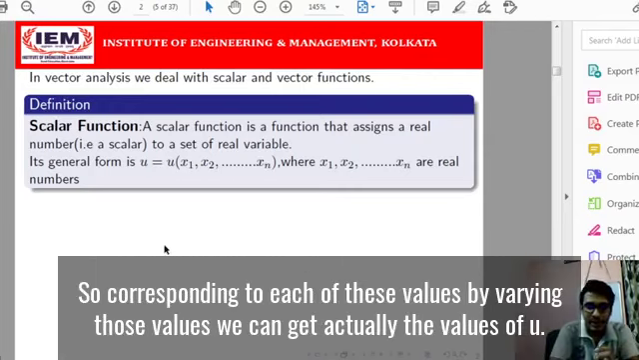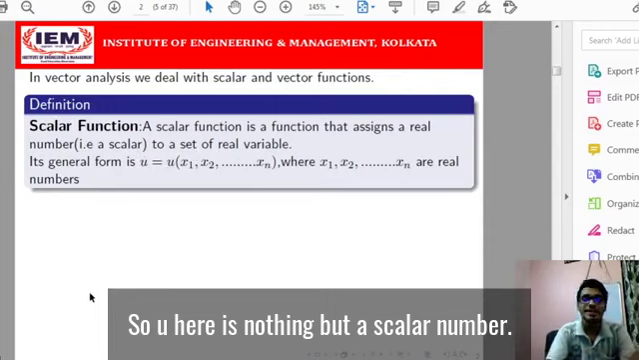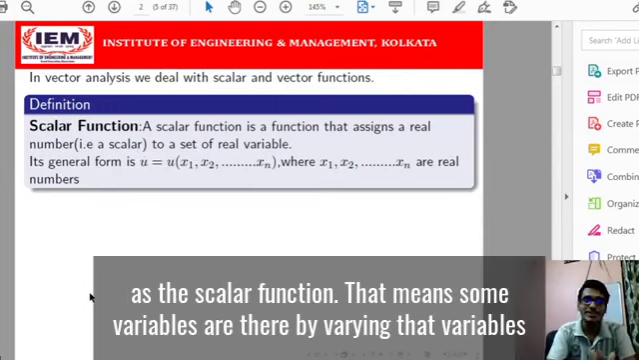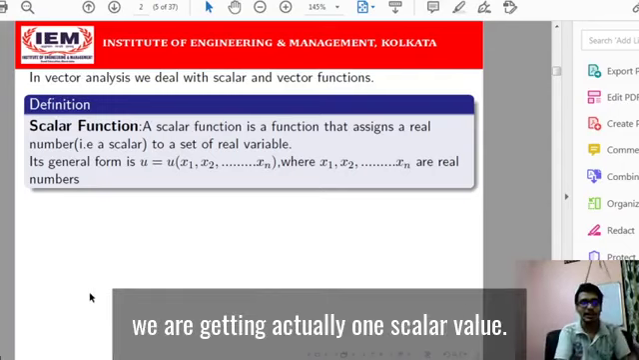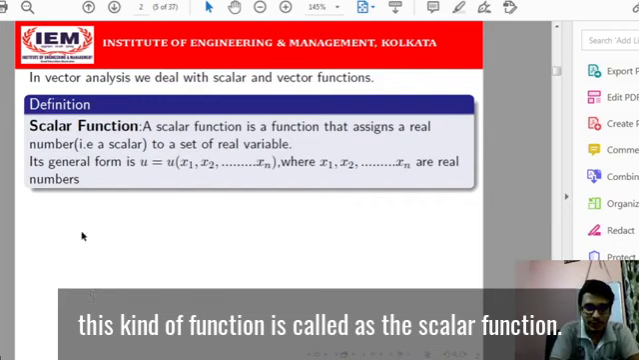Corresponding to each of these values, by varying those values, we can get the values of u. So u here is nothing but a scalar number. That's why it is called the scalar function. Some variables are there, they are all real variables, and by varying them we are getting one scalar value. This kind of function is called a scalar function.